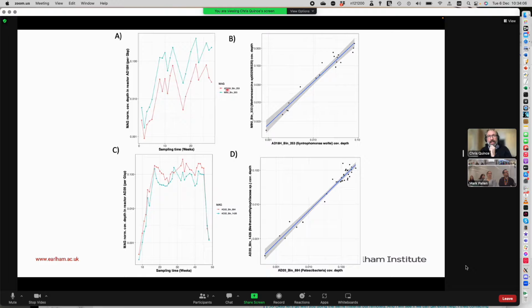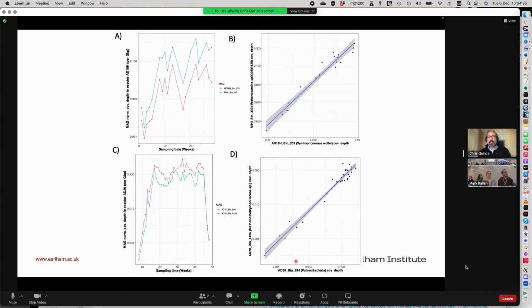Yes, the red there is a bacteria, and the blue is an archaea. So you can see that the fluctuations in these two organisms closely follow each other. And the bacteria in this case we can assign to a group, Syntrophomonas wolfei. So that's a known syntroph. The methanogen is a Methanosarcina species. So it's highly likely that these two are a syntrophic pair.